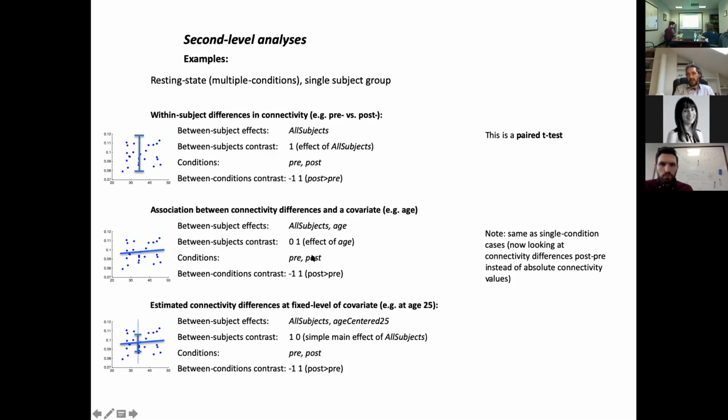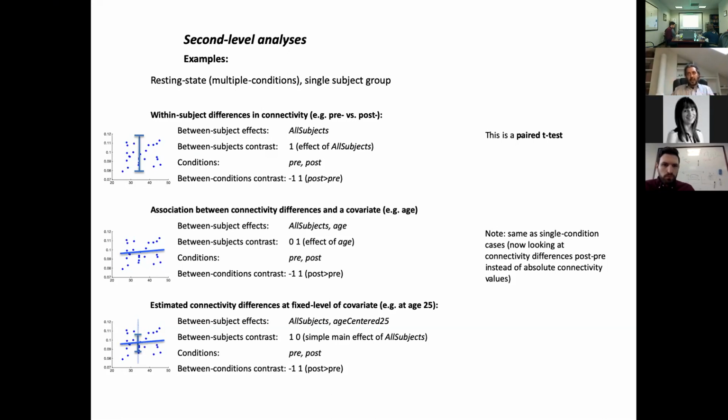So I could just specify pre and post, or fast and slow, with a 1 -1 contrast to say I care about that difference. And what do you care about across subjects? I care about whether that is changing with age. So that would be a correlation with age, and we already know how to do that. It's all subjects, age, and a 0 1 contrast to look at the correlation with age. But now, instead of looking at the correlation with age in activation itself, we are looking at the correlation with age in activation differences between the two conditions.